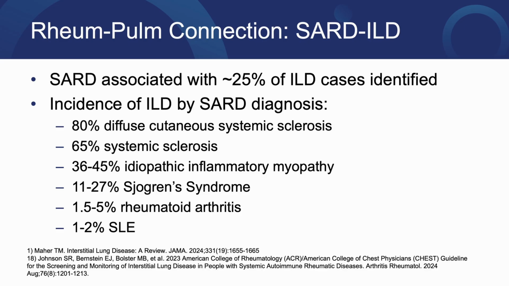Selective autoimmune rheumatology diseases are associated with about 25% of ILD cases that have been identified. We can see the diffuse cutaneous systemic sclerosis, idiopathic inflammatory myopathy, Sjogren's syndrome, rheumatoid arthritis, and lupus.